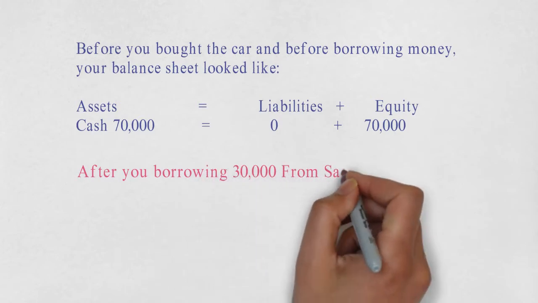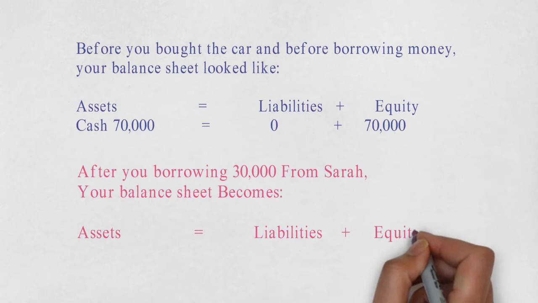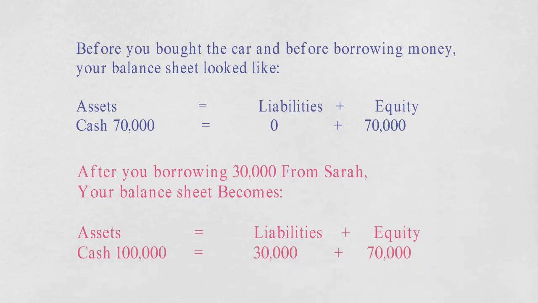Now after you borrowing 30,000 from Sarah, your balance sheet becomes $100,000 worth of cash because your cash now increased from 70,000 to 100. But now your liabilities went up $30,000 and your equity is still the same, $70,000, what you basically own, net of your liabilities.